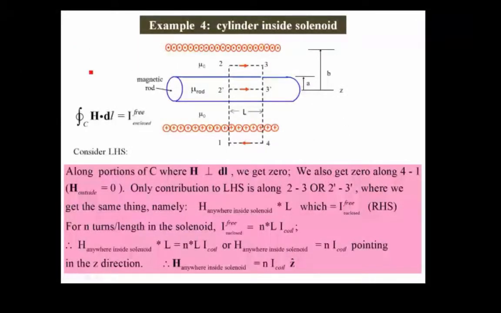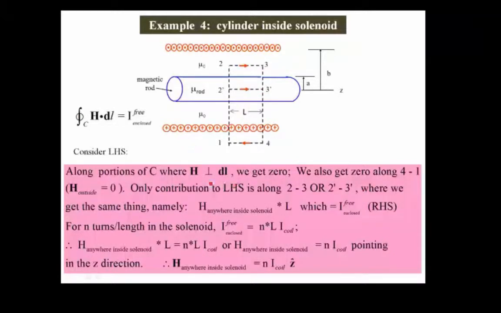So we want to consider two loops. The first loop is the one shown here, where let's say we start here and we go around. This part of the loop is inside the magnetic material, whereas the bigger loop goes back into the air gap. Just keep track: this is 2 to 3, this is 2' to 3'. This portion here is outside of the solenoid.